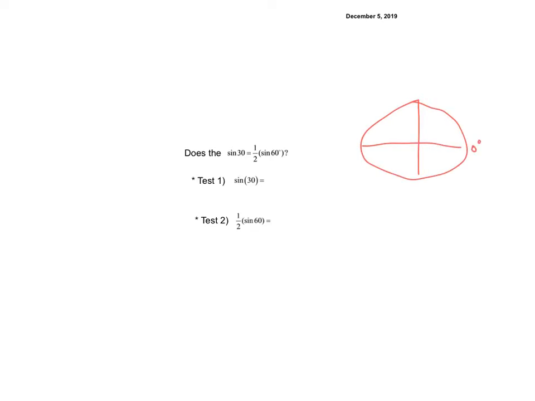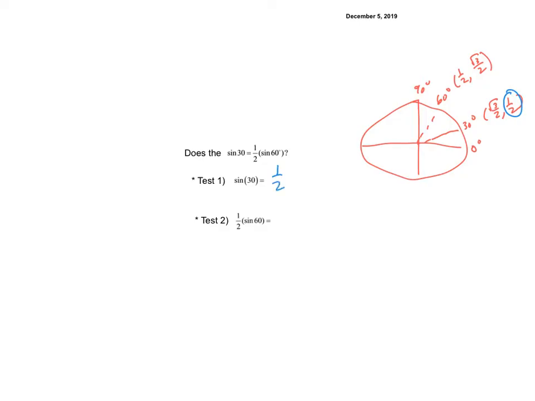So here's 0 degrees, 90 degrees, here's about 30 degrees, and here's about 60 degrees. At 30 degrees, we have the ordered pair square root of 3 over 2, 1/2. At 60 degrees, we have 1/2, square root of 3 over 2. All right, so the sine of 30 degrees: the sine corresponds to the y value at 30 degrees, which is 1/2.